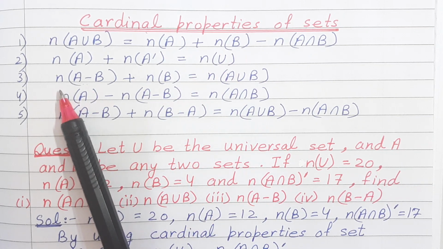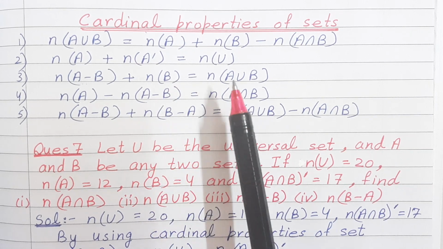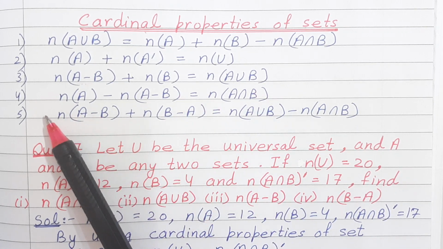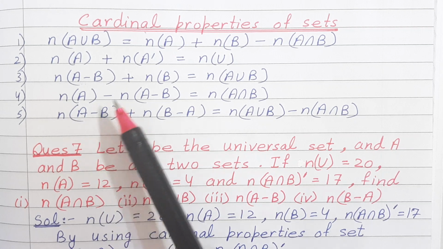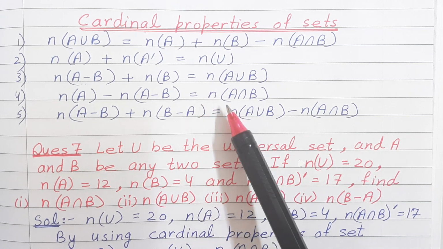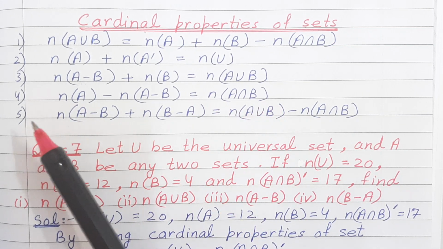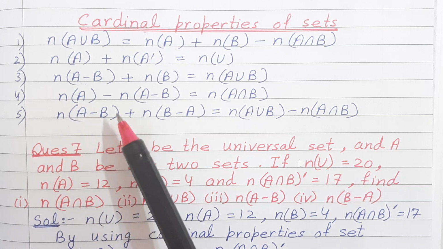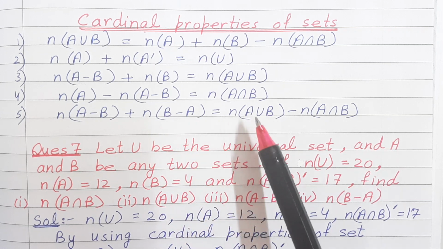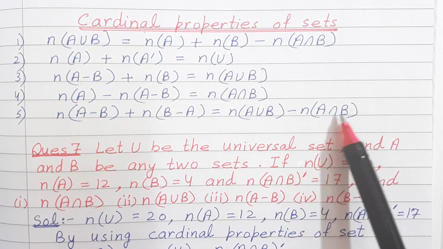Similarly, number of elements in A minus B plus number of elements in B is equal to number of elements in A union B. Now the fourth one is number of elements in A minus number of elements in A minus B is equal to number of elements in A intersection B. Now the last one, fifth, is number of elements in A minus B plus number of elements in B minus A is equal to number of elements in A union B minus number of elements in A intersection B.